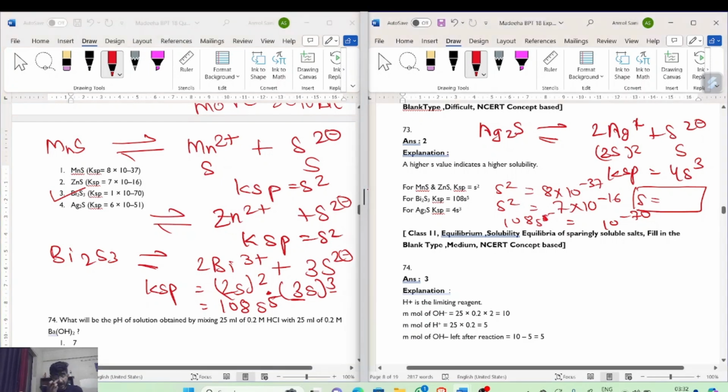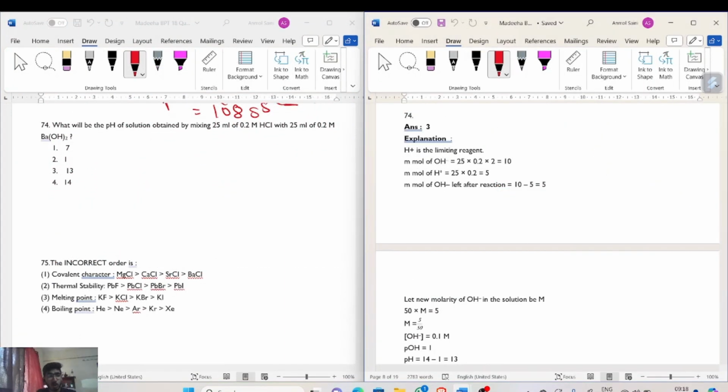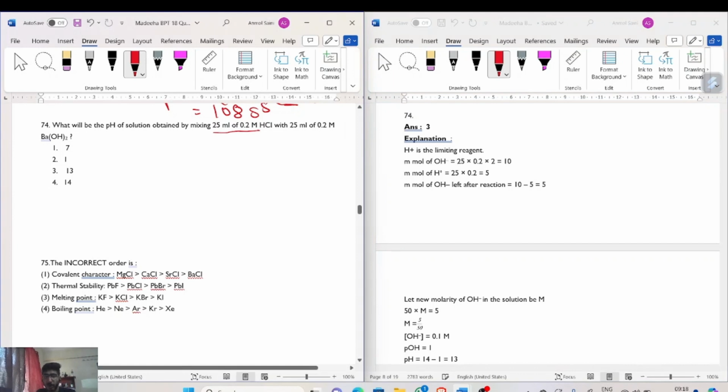So now let's come to question number 74. Here we have to find the pH of the solution obtained by mixing 25 ml of 0.2 molar HCl with 25 ml of 0.2 molar Ba(OH)2. So here we are given one base and one acid, and we have to find the pH of the resultant solution formed by mixing the base and the acid.